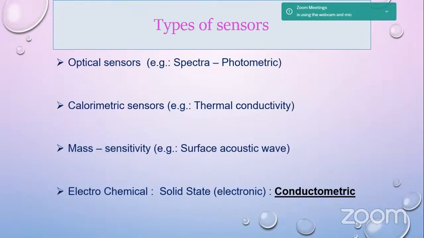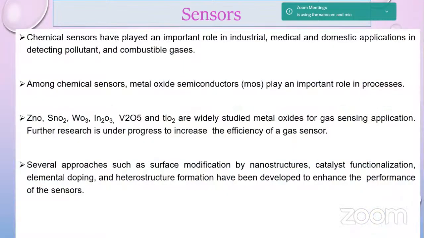There are different types of sensors: optical sensors, calorimetric sensors, mass sensitive sensors, electrochemical or solid state sensors, and conductometric sensors. I'm going to concentrate only on the conductometric sensors, which are of solid state type. Chemical sensors have played an important role in industrial, medical and domestic applications in detecting pollutant and combustible gases. Among chemical sensors, metal oxide semiconductors play an important role, some of which are ZnO, SnO2, WO3, In2O3, V2O5 and TiO2, which are widely studied metal oxide gas sensors for gas sensing application.